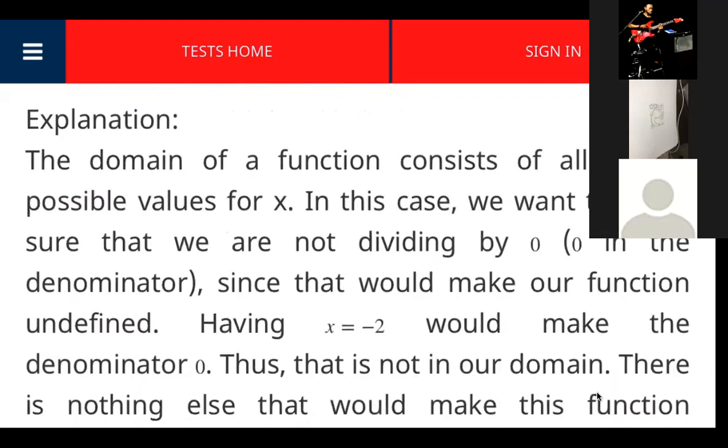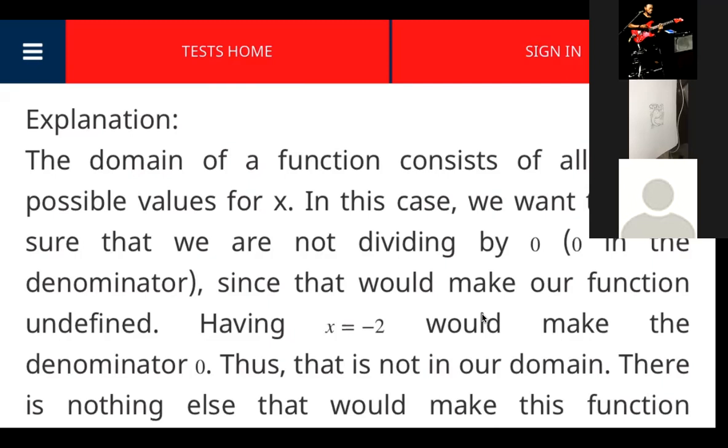The domain of a function consists of all of the possible values of x. In this case, we want to make sure that we are not dividing by 0, just as I said. Anytime you are given a function, what you are trying to avoid is dividing by 0. It makes your function undefined. So you just have to make sure you don't divide by 0. Now, 0 in the denominator. Numerator is up, denominator is down. Since that would make our function undefined.